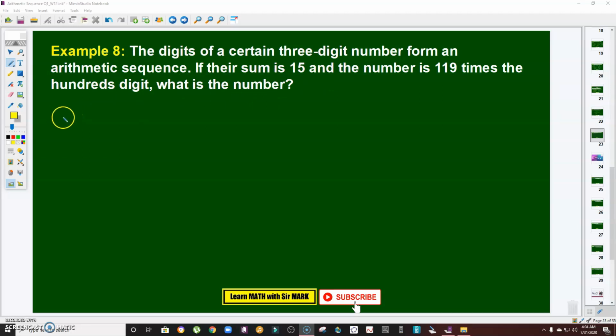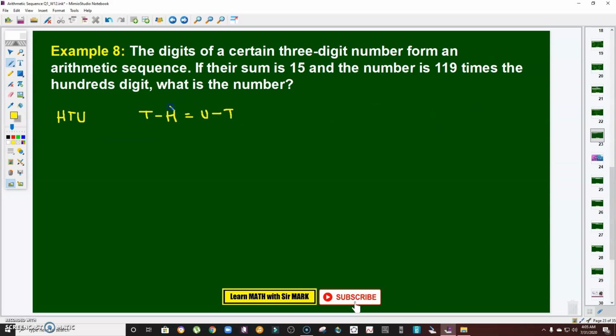Let's recall the concept in solving digit problems. We usually use H for the hundredths digit, T for the tenths digit, and U for the units digit. The 3-digit number is arithmetic, which means the tenths digit minus the hundredths digit is equal to the units digit minus the tenths digit. Right? Because it's arithmetic. So from here, let me fix this. I'm going to put it here.